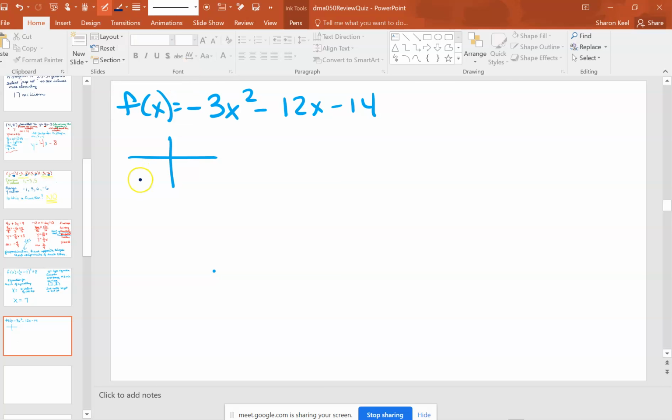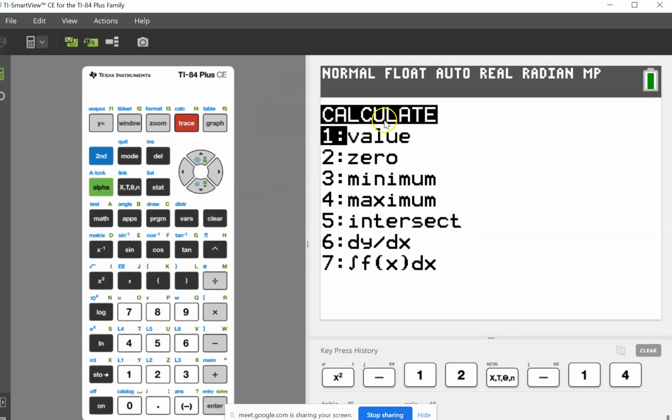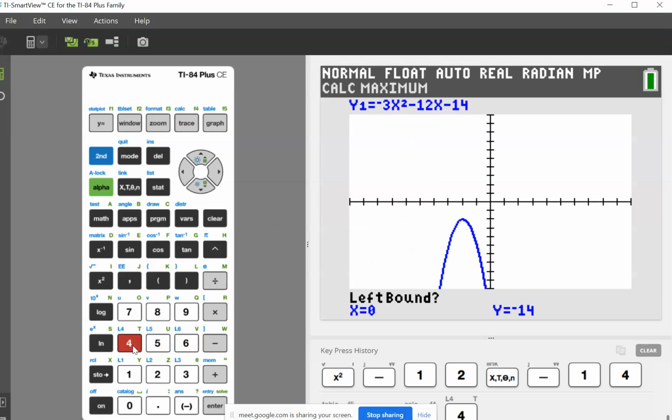So as we chose a graph, our graph looked like that. The vertex, we need to find that ordered pair. So let's come back to the calculator. We're going to do second trace. It was at the top, so it's the maximum. We're going to choose number 4 for maximum.